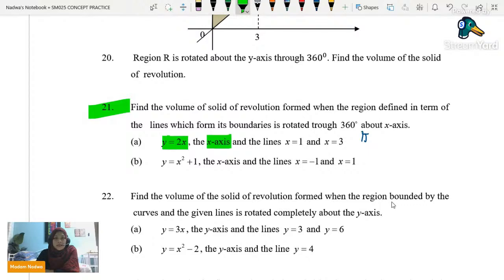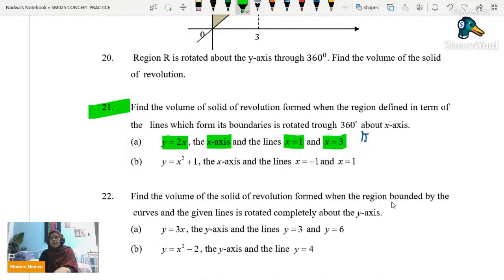X axis, x equals to 1 dengan x equals to 3. Nampak? Mesti 4 tu juga. Sebab 4 line yang akan menjadikan kawasan tu tertutup, terlingkup. Macam tu lah. So that's why dia kena bagi 4 benda ni.